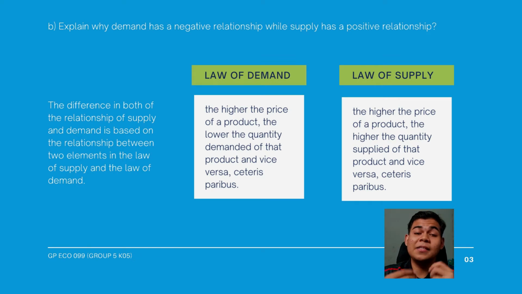Meanwhile, supply has a positive relationship because the law of supply states that the higher the price of a product, the higher the quantity supplied of that product, and vice versa, ceteris paribus. Therefore, both price and quantity supplied have a positive relationship.